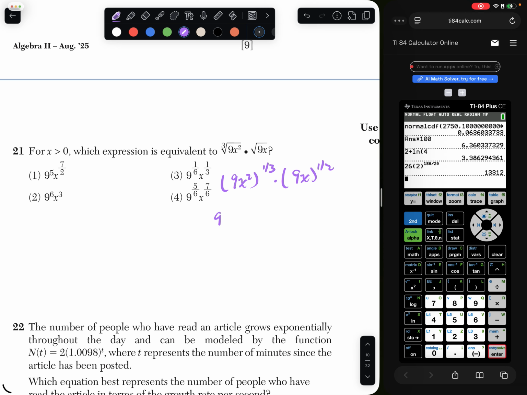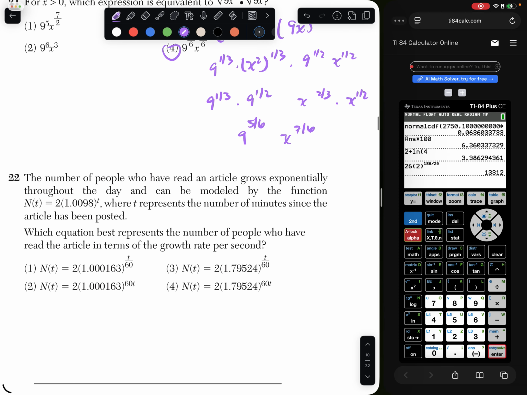So now I can distribute the exponent. There's 9 to the 1/3 times x squared to the 1/3 times 9 to the 1/2, and then x to the 1/2. Okay, 9 to the 1/3, we can't simplify that. Actually, I don't think that's what we're supposed to do. I'm going to just arrange them together. Again, I have the same base but different exponents, so I'm just going to add up the exponents. 1/3 plus 1/2 is 5/6. And then 2/3 plus 1/2 is 7/6. So the answer is choice 4.